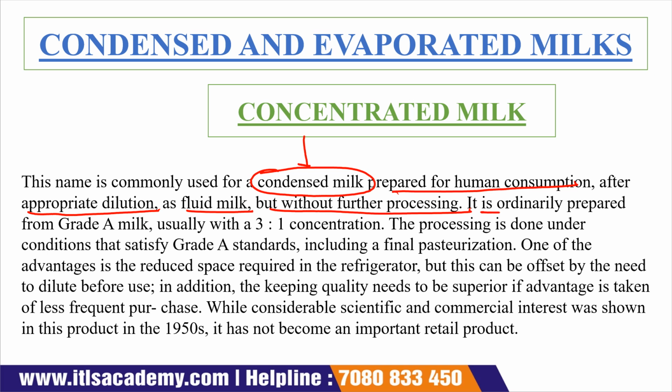It is ordinarily prepared from a grade A milk, which is usually at the ratio of 3:1 concentration. For the manufacturing of this concentrated milk, we are using a grade A milk, at the order of 3:1 concentration. Now the processing is done under a condition that satisfies a grade A standard, which includes a final pasteurization.